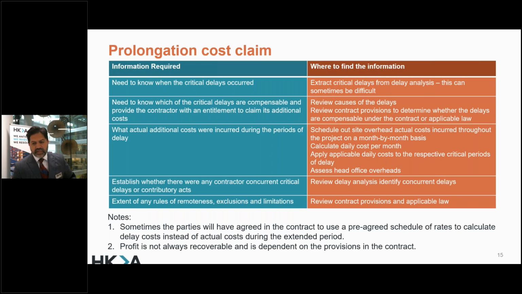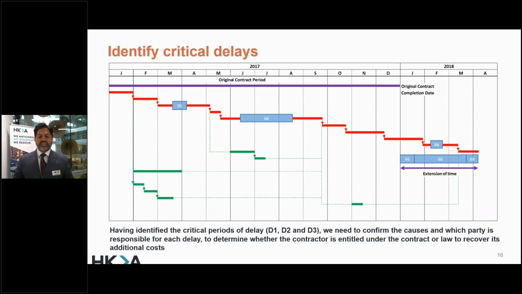The other key element we need to look at is to establish whether there were any contractor concurrent critical delays or contributory events. So the delay analysis review, through which you are looking at your critical path, and I'll show it in the next slide, will provide an element of that throughout your bar chart, as an example, where you're looking at D1, D2 and D3, which are different sorts of delay. Let's calculate the total delay, but later on we identify that D1 was not attributable to the client. It was, as an example, a contractor delay. So your extension of time will only come for D2 and D3 as an example.